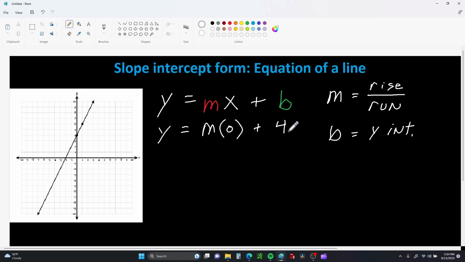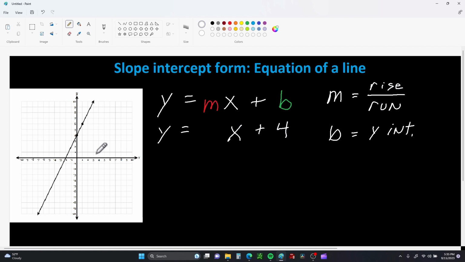When x is 0, y is 4. If I then look at this, this is times 0, so then y equals 4. So if I know that this value here is plus 4, I can just replace the b with plus 4. Now all I have to do is find what the slope is. I bring the x down, and we're going to calculate this rise over the run.